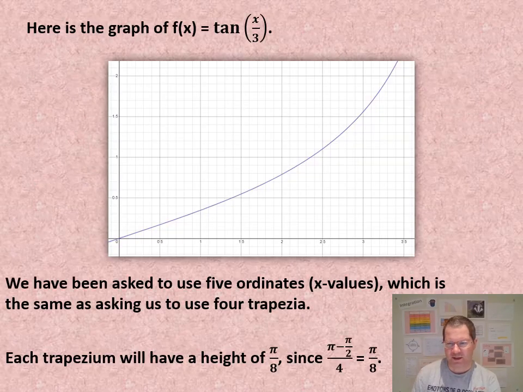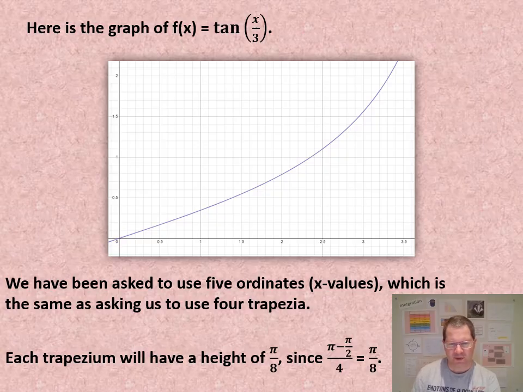It's always a nice idea to see what the graph looks like. So that's the graph of tan of a third x. We've been asked to use 5 ordinates, x values, which, as I say, is the same as using 4 trapezia, because there's always one fewer trapezium than the number of x values, number of ordinates.